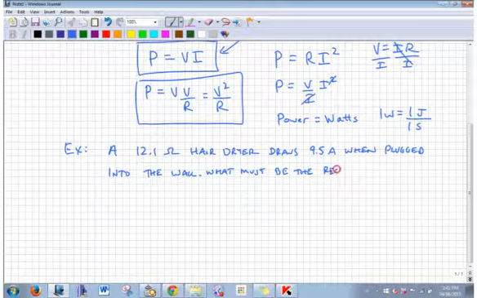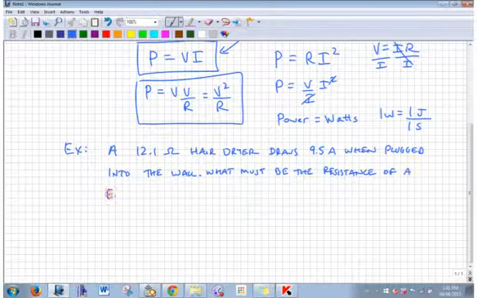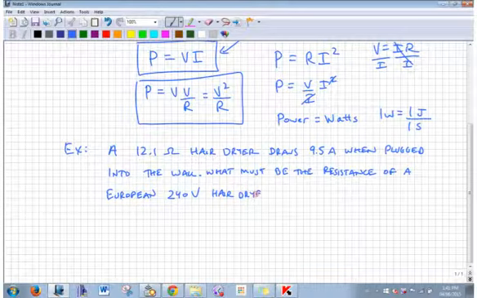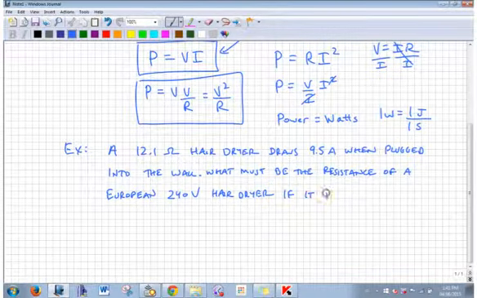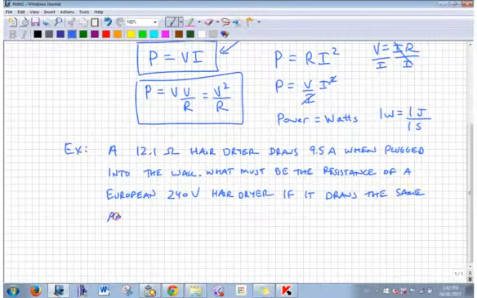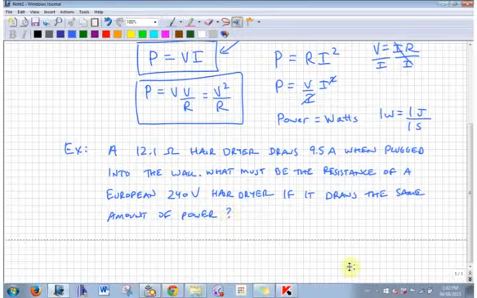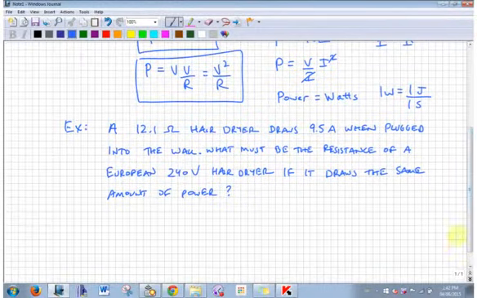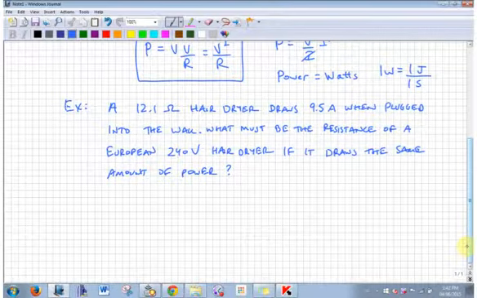What must be the resistance of a European 240 volt hairdryer, if it draws the same amount of power? Did I say watt? Getting old. 240 volts. Question mark. Quite a bit of words.